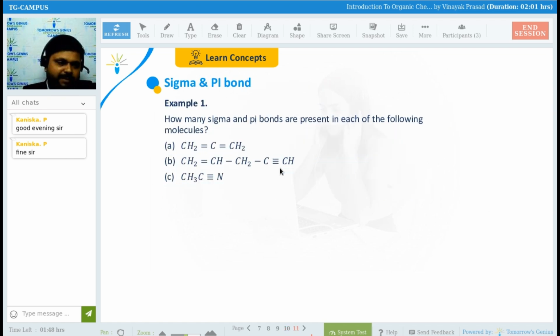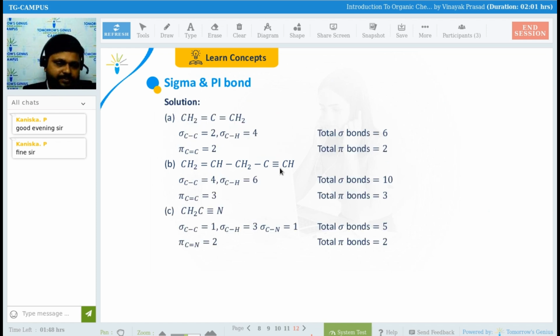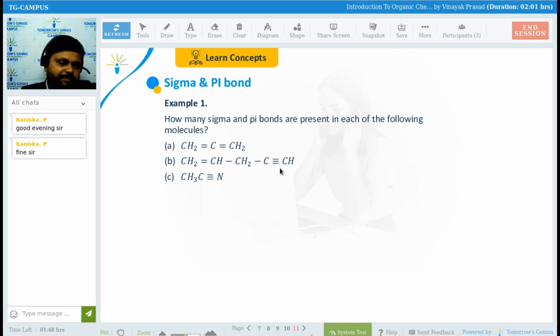Now we have to find the sigma bond and pi bond, right? What is the meaning of sigma and pi? Let's suppose I'm asking about carbon double bond carbon, and here CH2 is there. If we have to find the sigma and pi, try to understand, guys: wherever you are seeing a double bond, it means there is one sigma and one pi, right? And if there is nothing, then we also have to satisfy the valency of this carbon.